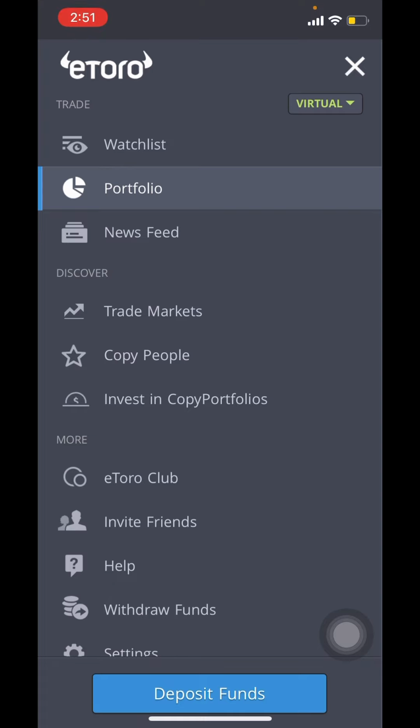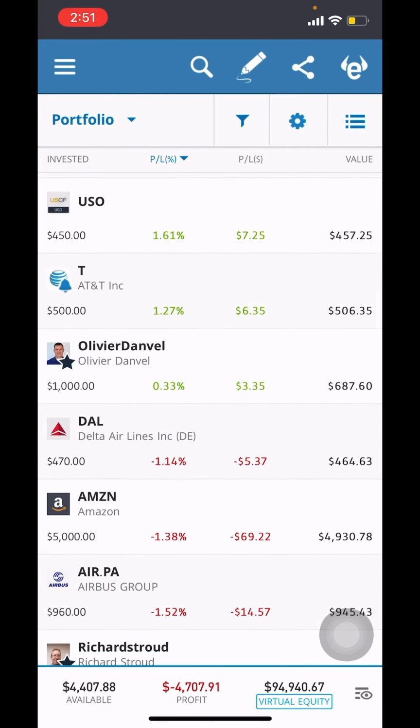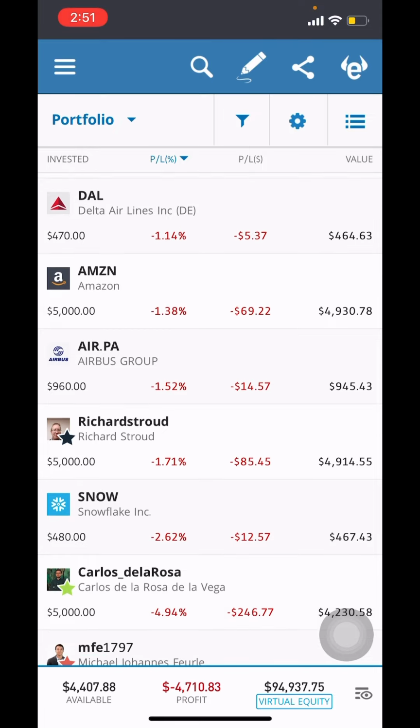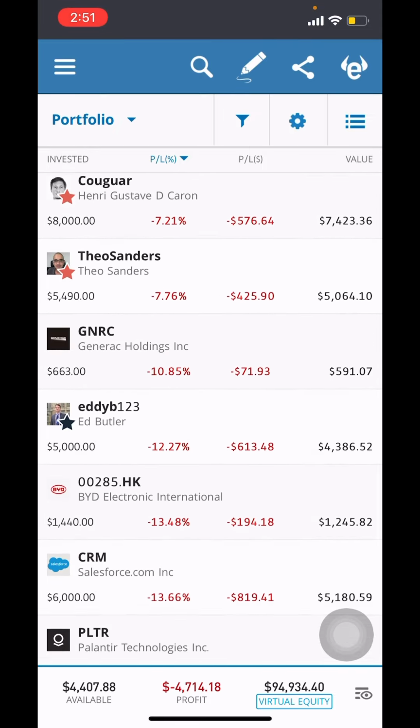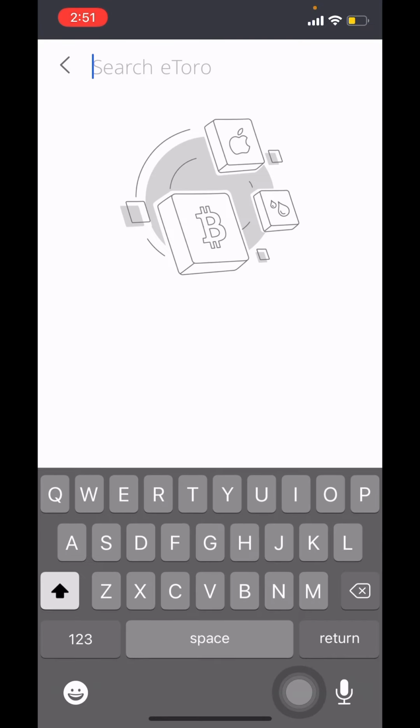Today, we're just gonna go through how to pick a stock, what you need to look for, what you need to know, and just a little bit about CFDs. Okay, so let's get to the portfolio. Let me just scroll down and check some of the stocks that we have. Okay, so let's pick something familiar. I think Apple. Let's just type in Apple.